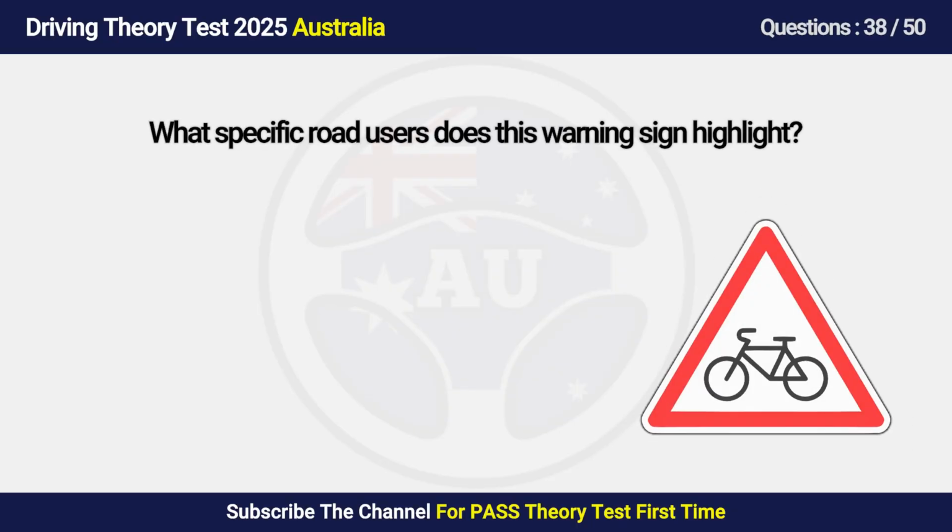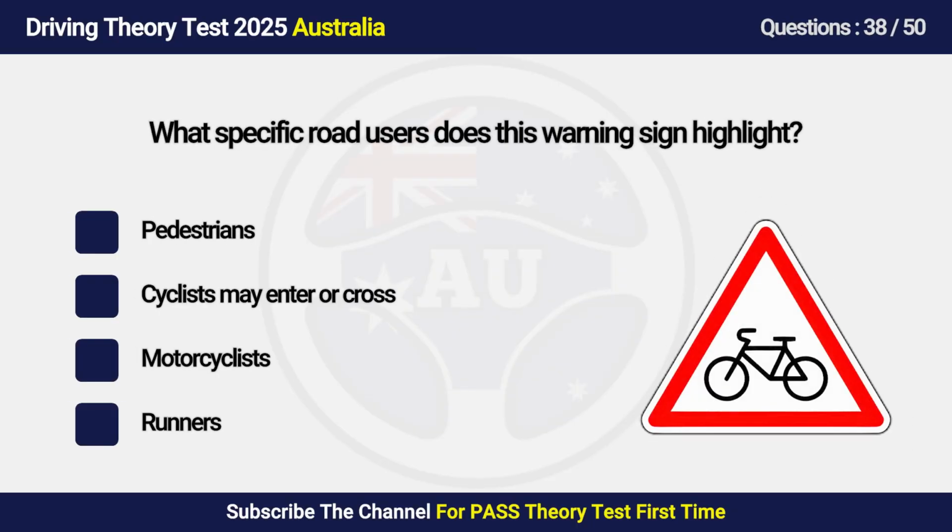Question 38. What specific road users does this warning sign highlight? A. Pedestrians. B. Cyclists may enter or cross. C. Motorcyclists. D. Runners.